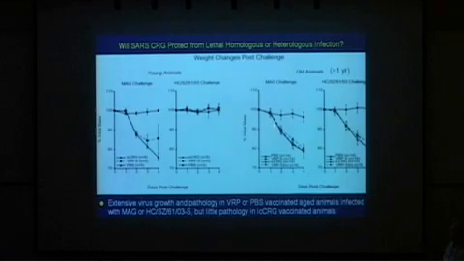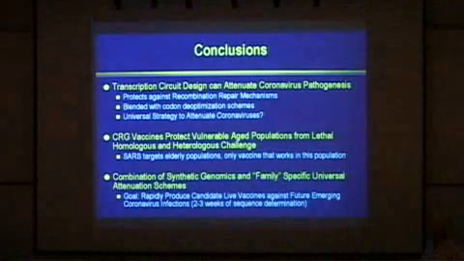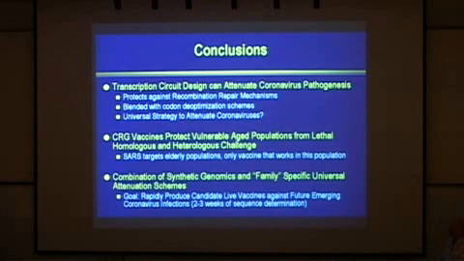Now, in the older animals, you can see that with the vaccine cocktails, via the alpha virus vaccines and PBS, the animals died with the homologous and with the heterologous challenge. And again, the live attenuated rewired viruses protected against both. So in summary, transcription circuit redesign can attenuate coronavirus pathogenesis. We actually think it should function as a universal platform to attenuate current and future emerging coronaviruses. It also protects against recombination repair mechanisms. You can blend this with codon deoptimization to really provide a good strategy to make live attenuated viruses.